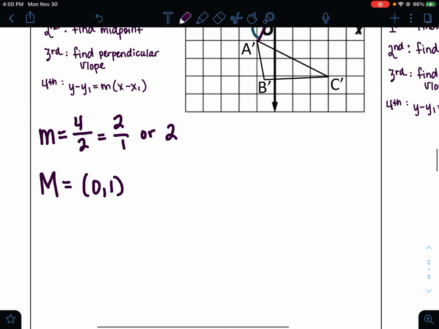All right, third step, find the perpendicular slope. The original slope was 2, or 2 over 1. So when you do the perpendicular slope, you flip it, and you change the sign. So now it's negative 1/2.